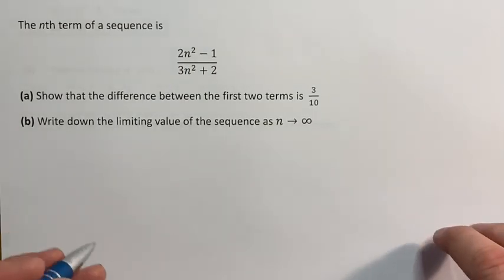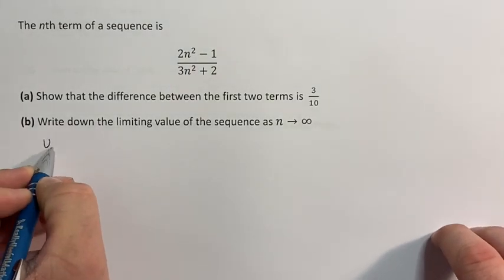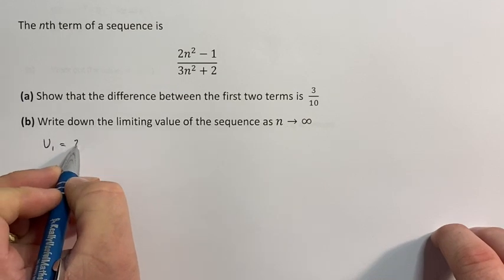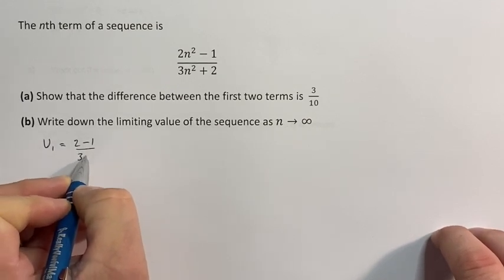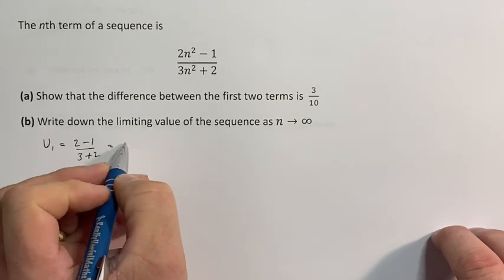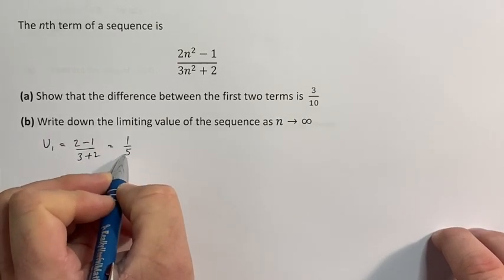So in part A here we need to work out what the first term is. So u1 would equal 2 times 1 squared take 1 over 3 times 1 squared plus 2. So the first term would be 1/5.